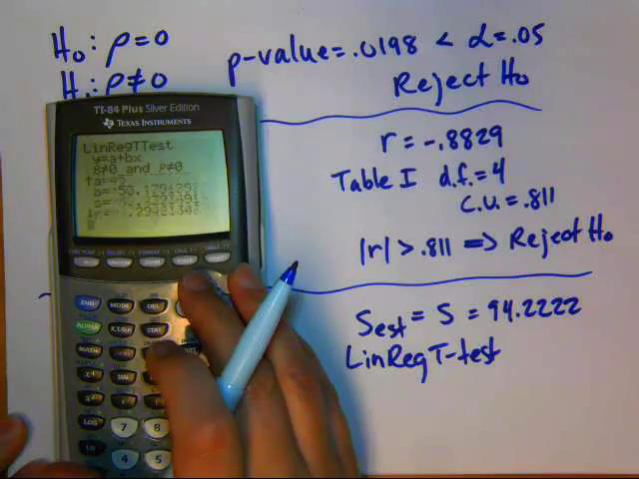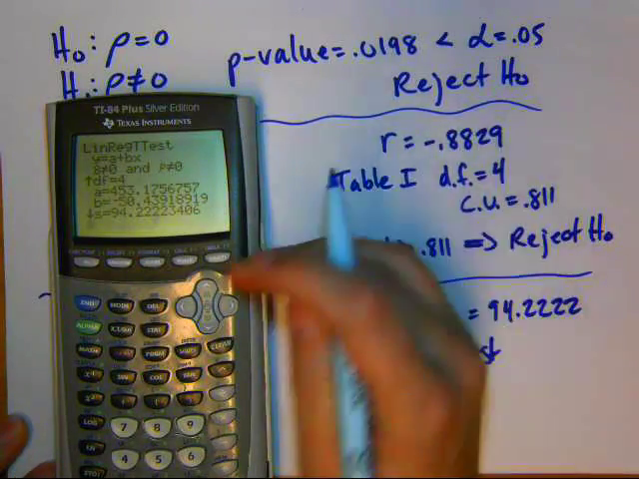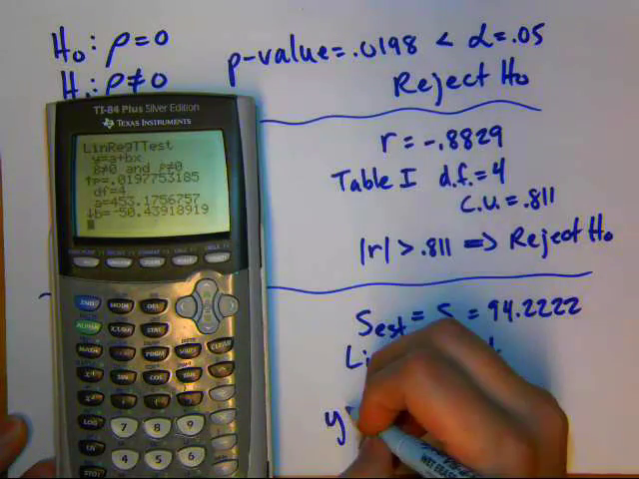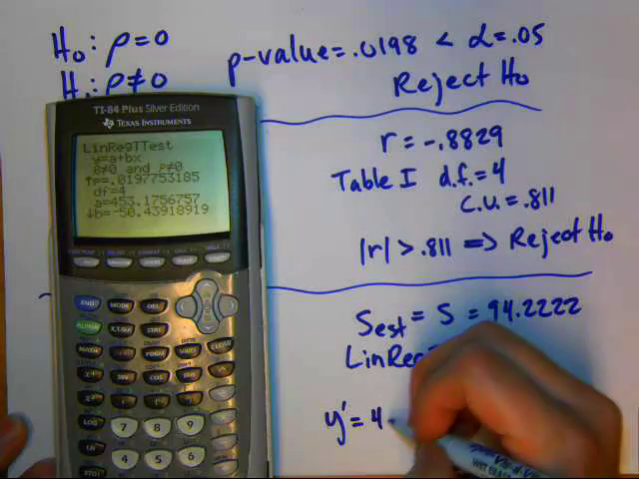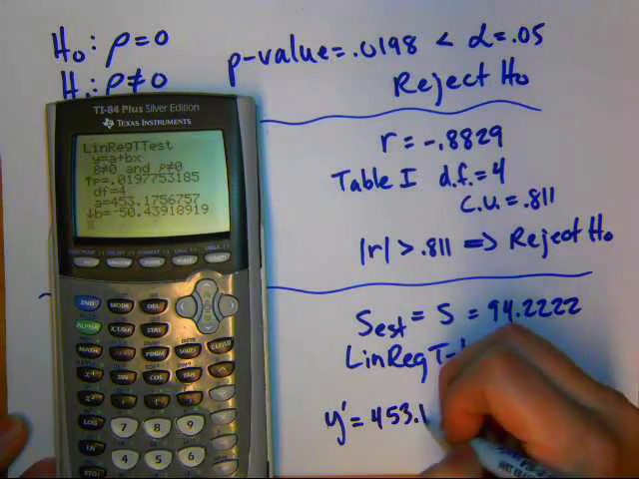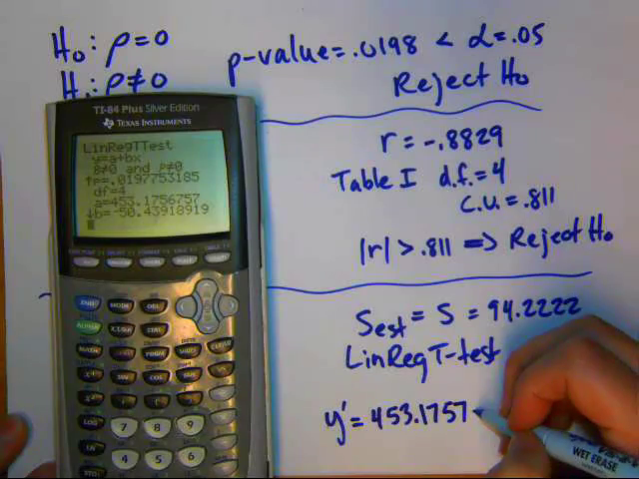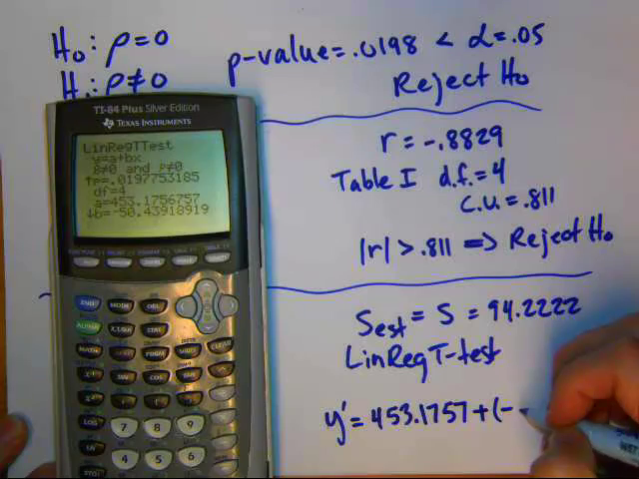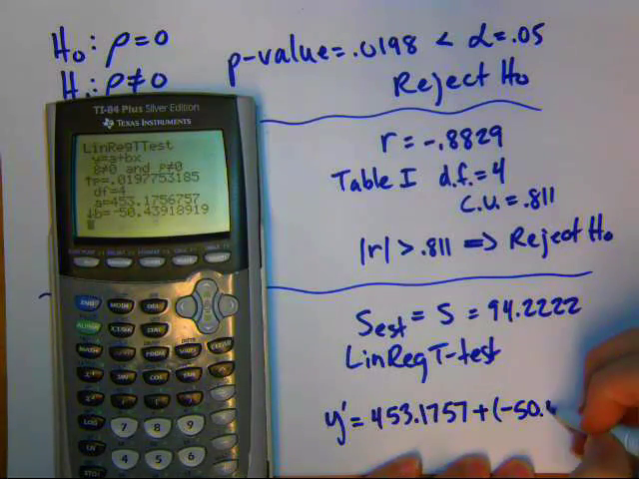We also need to know the regression equation. Right when I have this open, here I have my a and my b for this regression equation. We write it as y prime, that's the predicted value of y, equals a, so put in that number, 453.1757, plus bx. b is a negative number, so I'm going to put that in parentheses just to make sure that you don't forget it's negative.